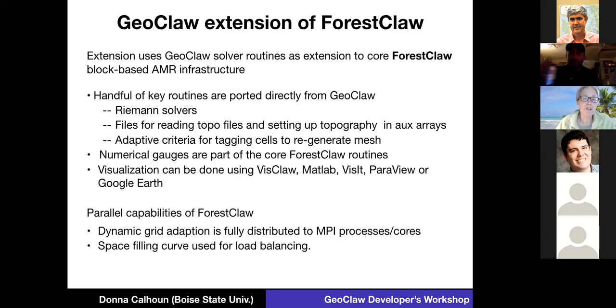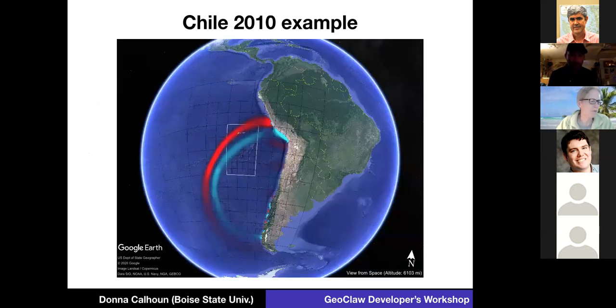Okay, so the GeoClaw extension of ForestClaw is just a handful of routines that I really pulled over from GeoClaw: Riemann solvers, files for reading topo files, adaptive criteria for tagging cells and to regenerate the mesh. I've pulled numerical gauges into the core routines of ForestClaw, so of course GeoClaw can use those. And then all the visualization can be done using VizClaw, MATLAB, VisIt, ParaView, Google Earth, etc. And of course, again, the dynamic grid adaptation is fully distributed to MPI processes, and it uses this space filling curve for load balancing. So I'll just run through a couple of examples here.